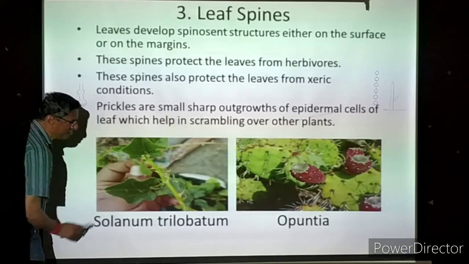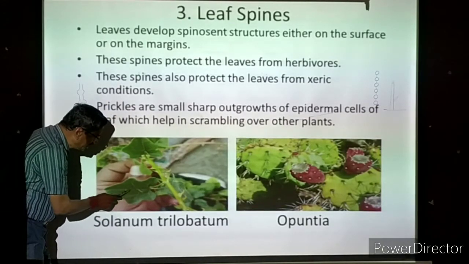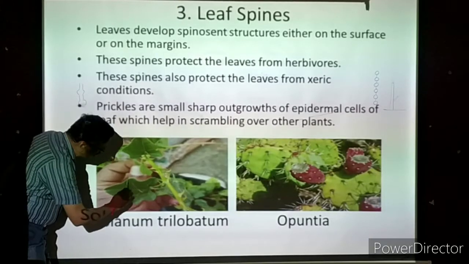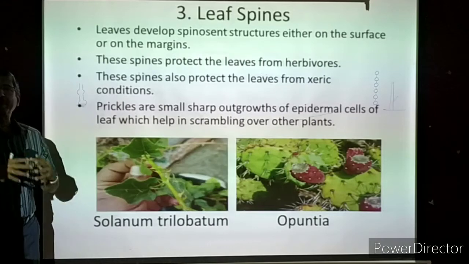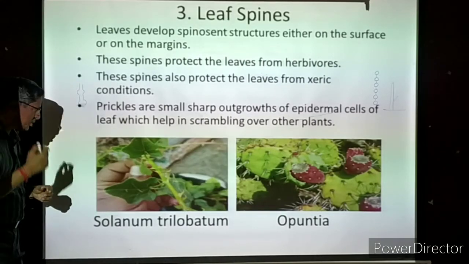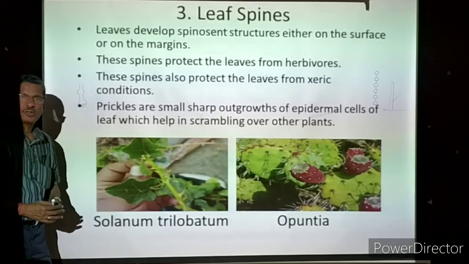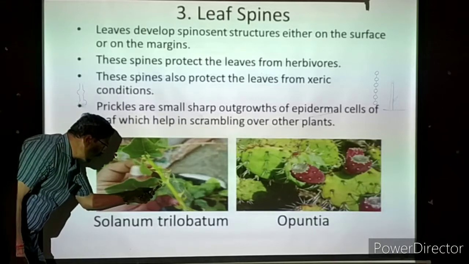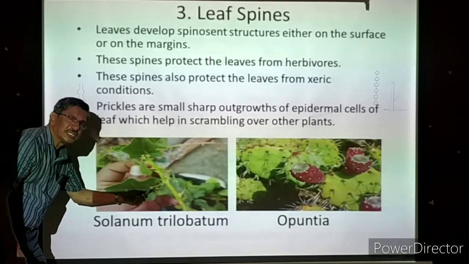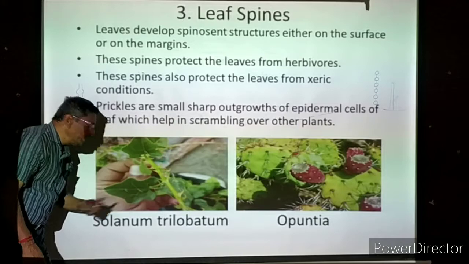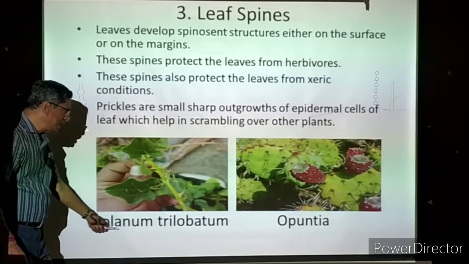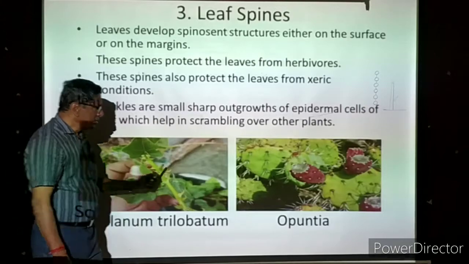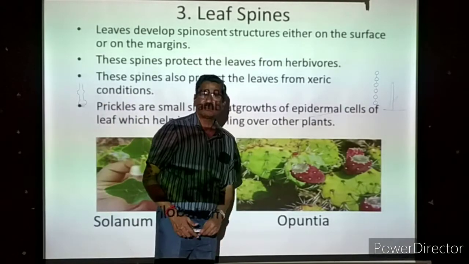But on the outer surface of the leaf, we can find thorns, not only on the upper surface, lower surface also thorns will be there. On the upper surface, maybe 5 or 6 short thorns will be present. Like that, on the lower surface, 4 or 5 thorns will be there. Even on the petiole, the stalk of the leaf, a few thorns will be present. That is Solanum trilobatum. The next one is Opuntia.